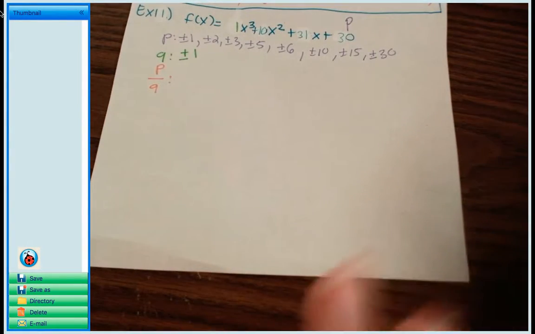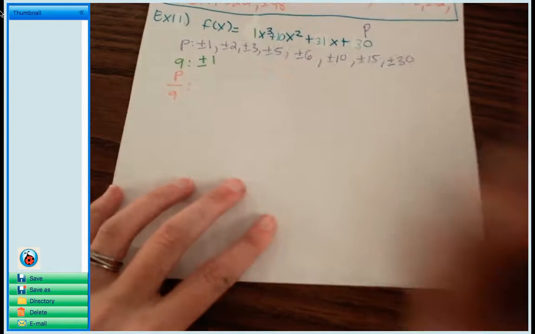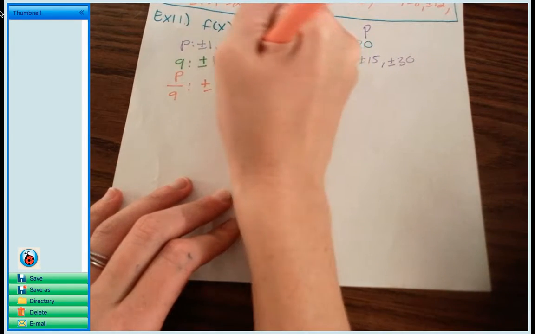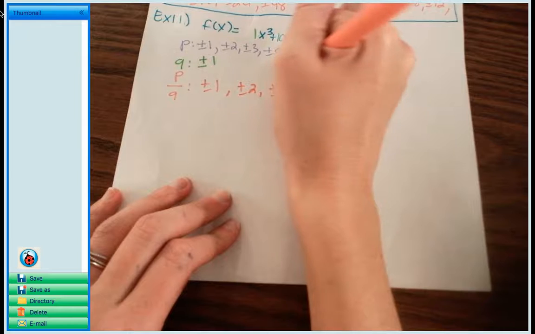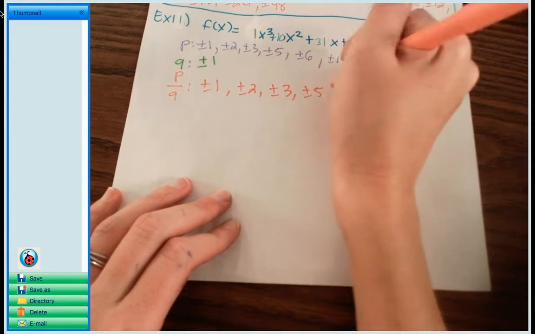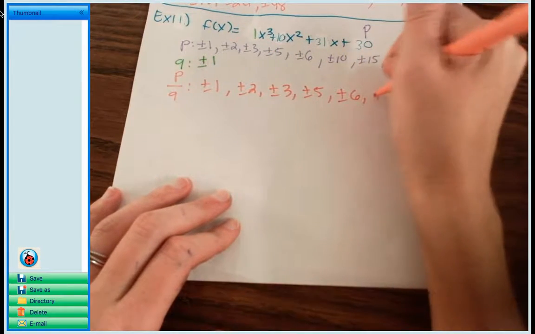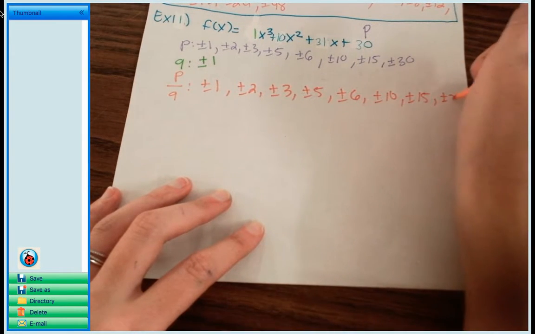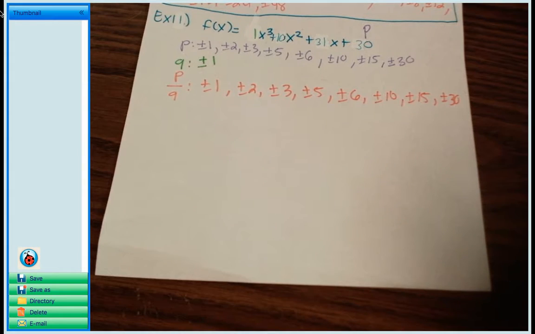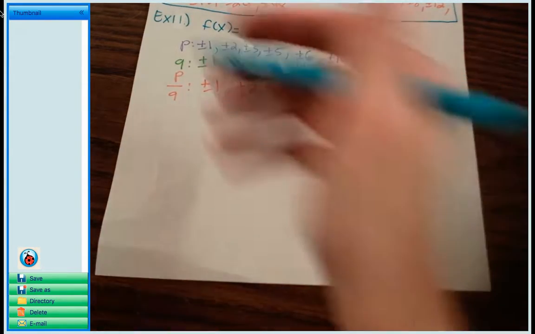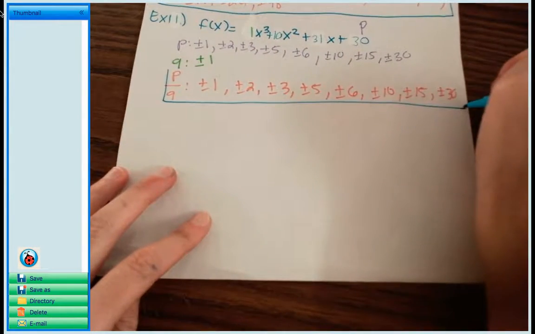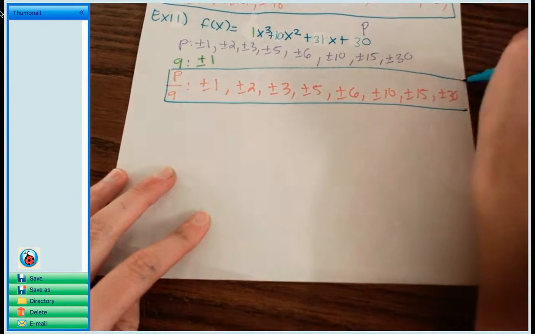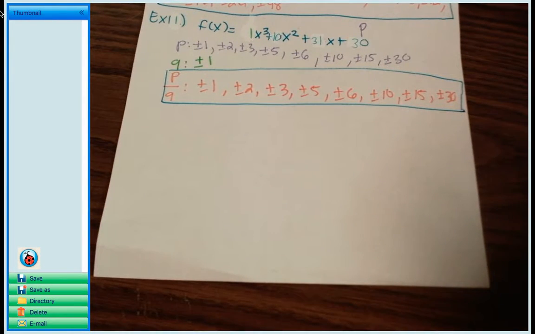So I'm just going to write all my P's. So this one wasn't as bad. So I have plus or minus 1, plus or minus 2, plus or minus 3, plus or minus 5, plus or minus 6, plus or minus 10, plus or minus 15, and plus or minus 30. Holy hot dog, you guys. Those are the list of potential zeros that we will have for this polynomial. Incredible.